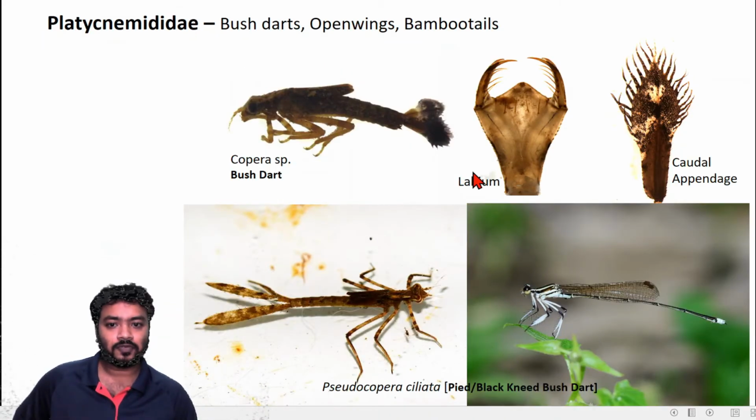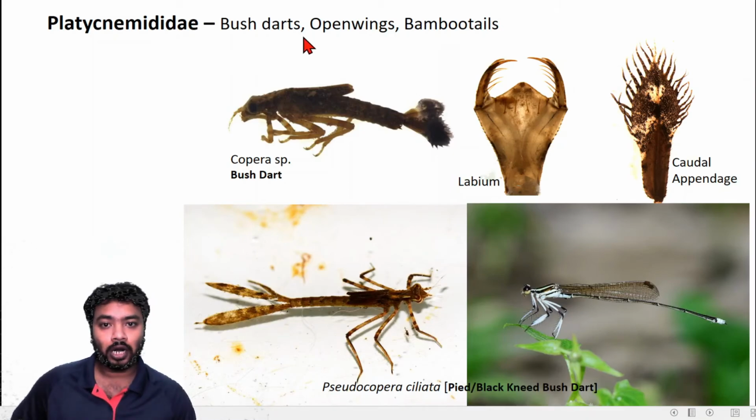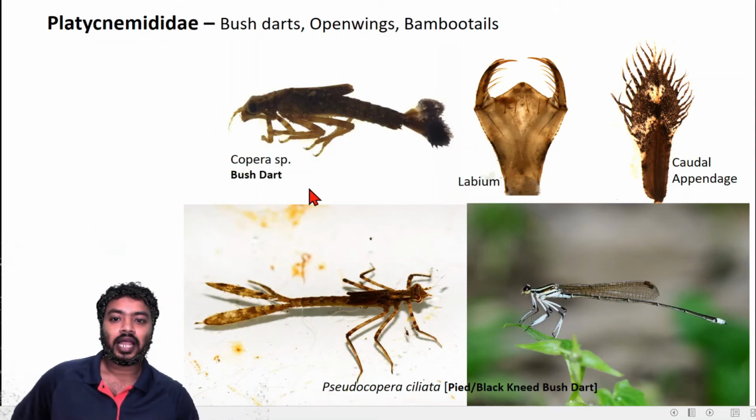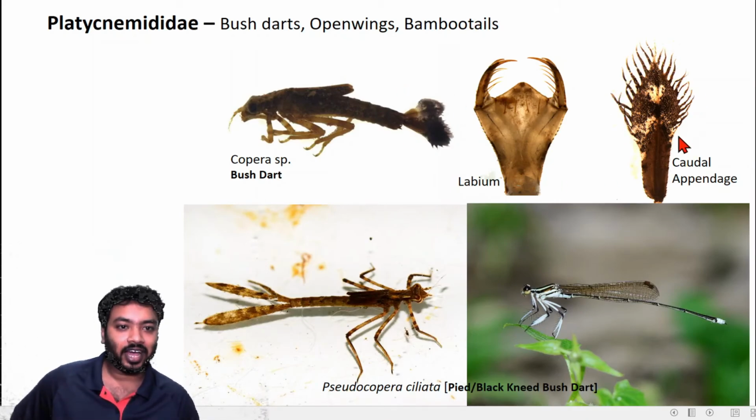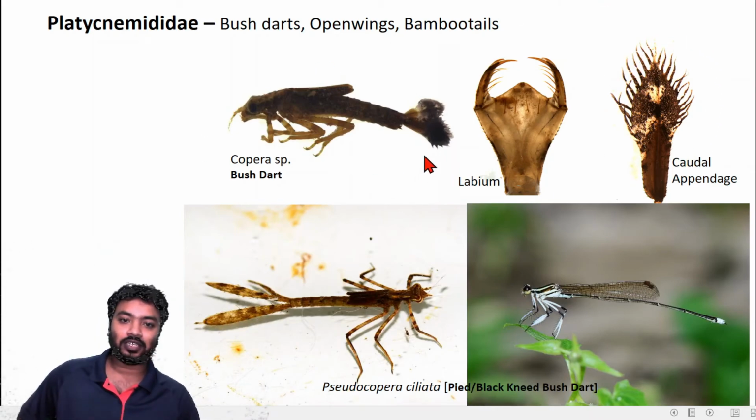Okay, so this is the last family I am going to discuss today, that is the Platycnemididae, that is bush darts, featherlegs, bamboo tails, these species. So this is a photograph of a Copera species, that is the bush dart, probably Copera marginipes. And see here the abdominal gills, that is the caudal gills, are very unique in shape. They have finger-like extensions around the margin. So this is a very unique character for the Copera species. You can easily identify the genus just by looking at the caudal gills.